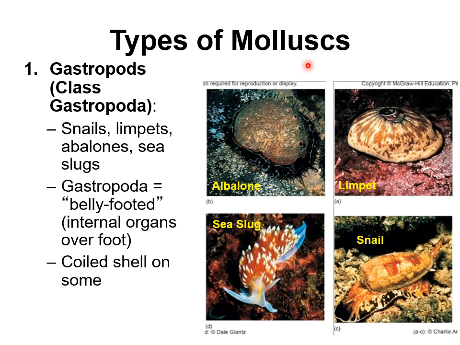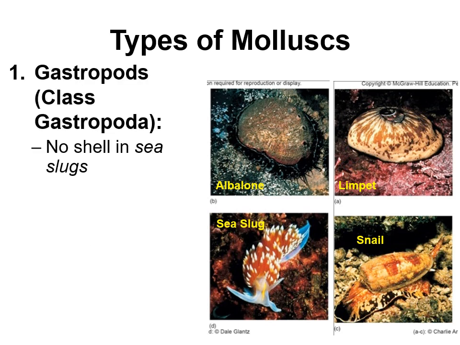On a lot of these, they have a shell that's in a coil, right? So snails have a coiled shell on top. Sea slugs don't have any sort of shell. Abalone have something like a partially coiled shell. It's not a full coil, but they do have a kind of circle-shaped shell. And limpets also have a shell.